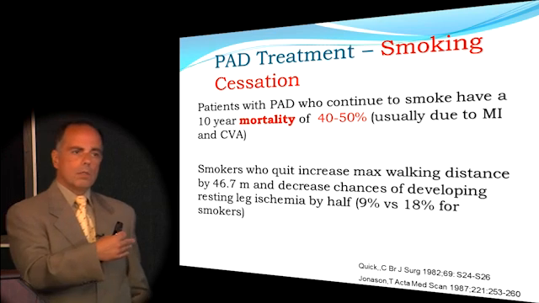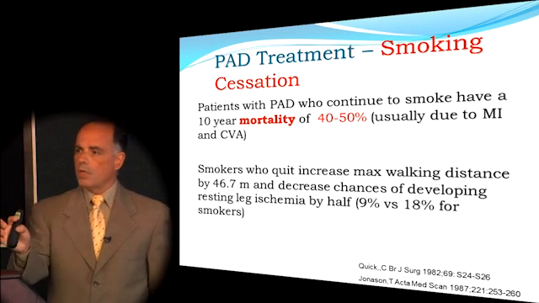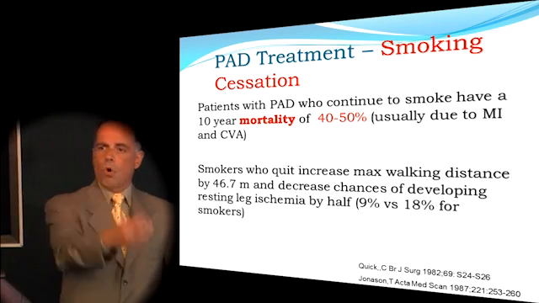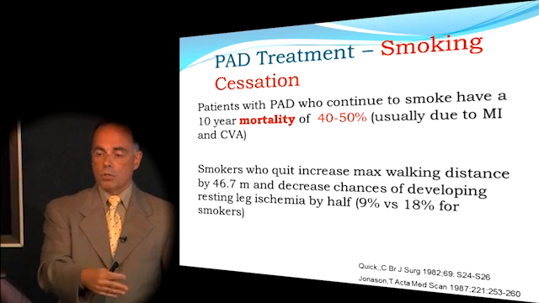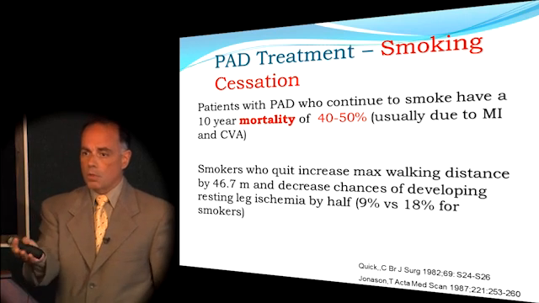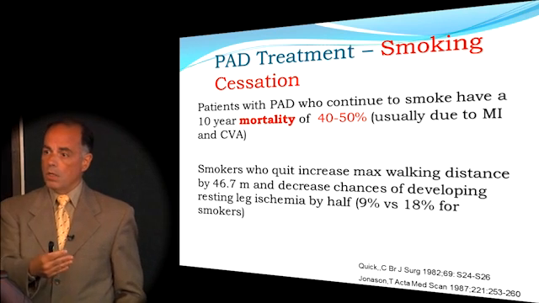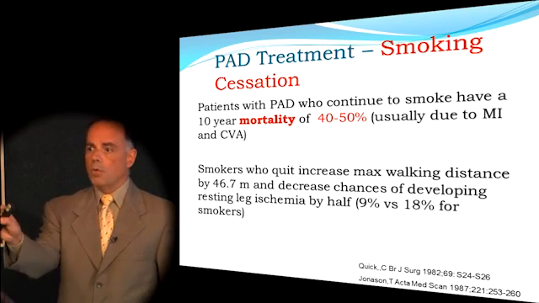And if you quit smoking, just quitting smoking, no stents, no nothing, you're going to be able to increase your walking distance probably double what you had before, even with the claudication. So if you had a 3-block claudication that we talked about before, if you quit smoking, you may make it up to 6 blocks just by quitting smoking.